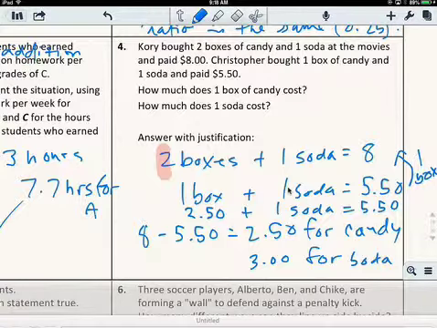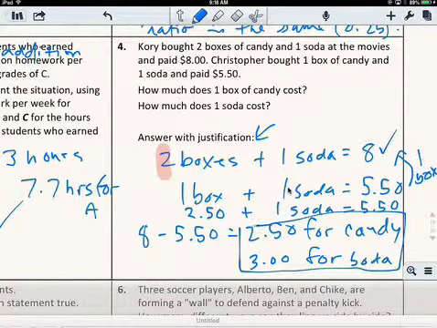All right, so then I've got my different prices. I can double check it up here. 2 boxes of candy, that's 2 times 2.50 gives me $5, plus $3 for a soda gives me $8. So it seems like it works, and my answer is right there. Okay, let's keep working.